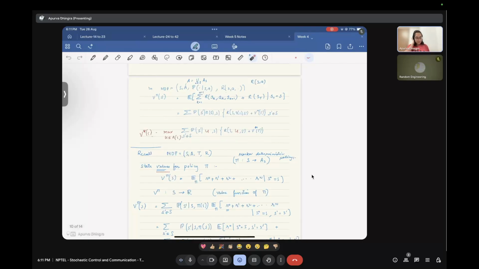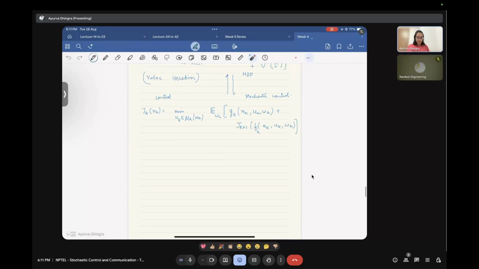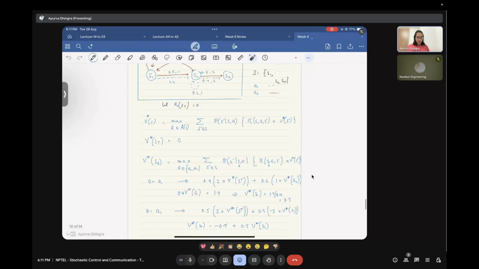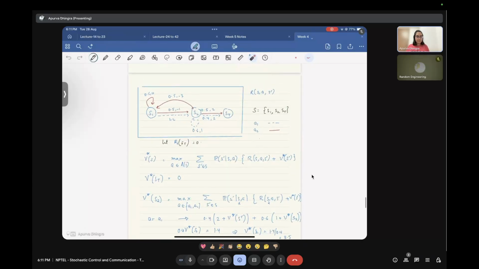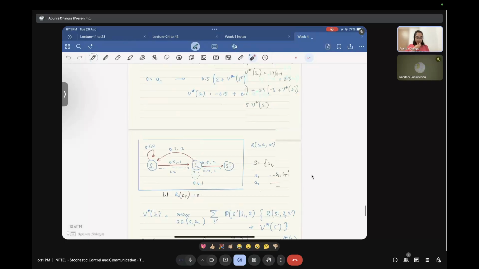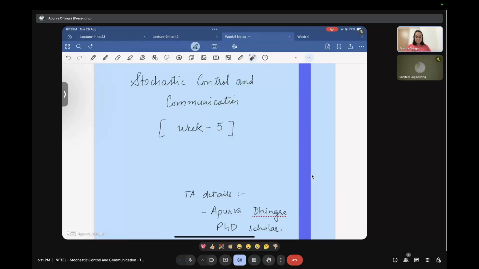In MDP type settings, there are others which are dynamic programming type algorithms, but there are a few more. I only talked about one of them. And then we used this particular algorithm's idea, and solved an example. And this was an example based on a Markov chain. So very simple Markov chain, and we solved through it. Okay. So any doubts in that?